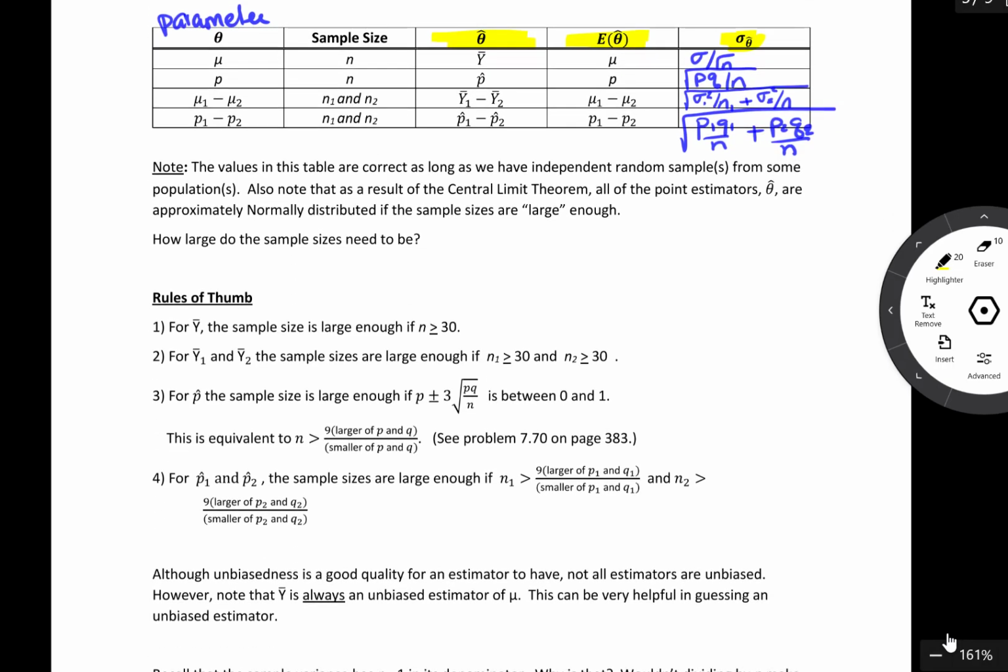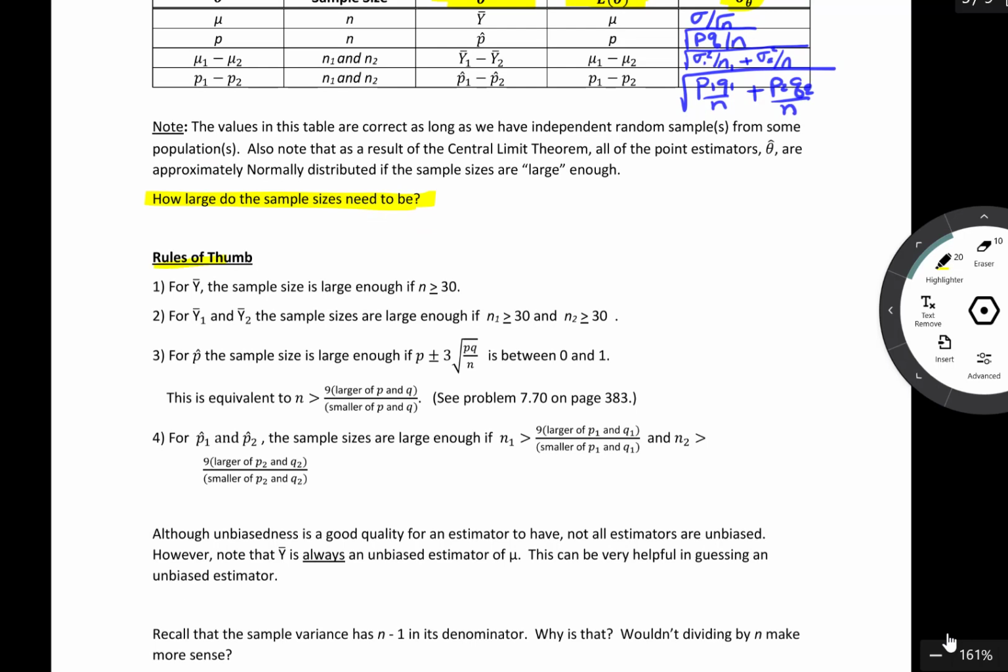Alright, so our next question we have here is how large do sample sizes need to be? And so here we have a couple rules of thumb. You've probably seen these in your intro stat course. Later on, for your first mini project, what I'm going to have you do is actually verify, is n greater than 30 always large enough? And what you're going to find out is depending on the shape of the population, it might not be.